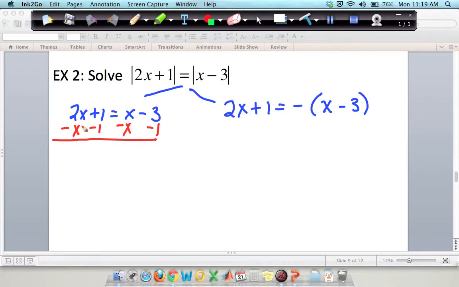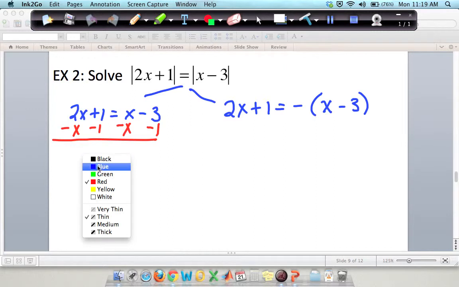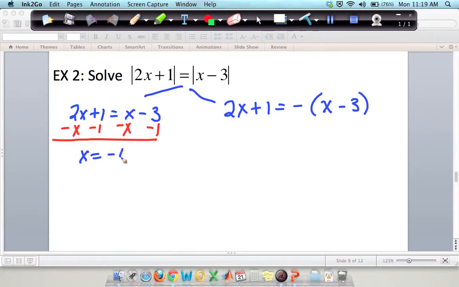Let's go ahead and simplify, and I get x equals negative 4. Over here on the right-hand side, first thing I need to do is distribute this negative sign through the parentheses. So I get 2x plus 1 equals negative x plus 3.